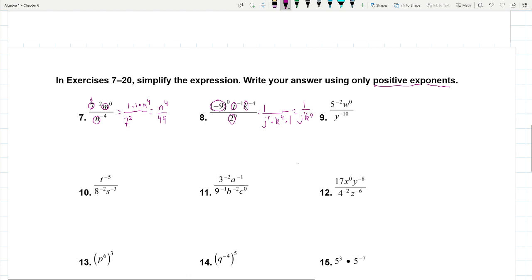And you could put j to the first if you really wanted to, if you want to make sure that you didn't lose it. That's okay.